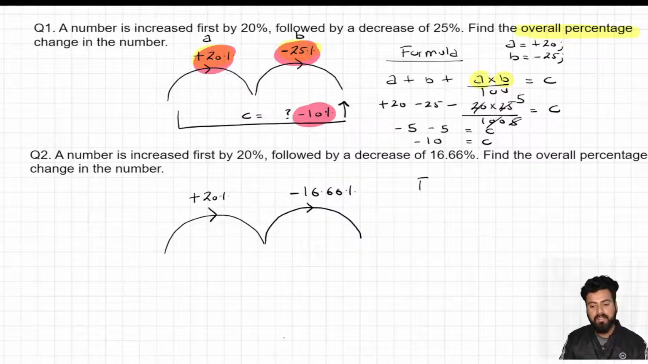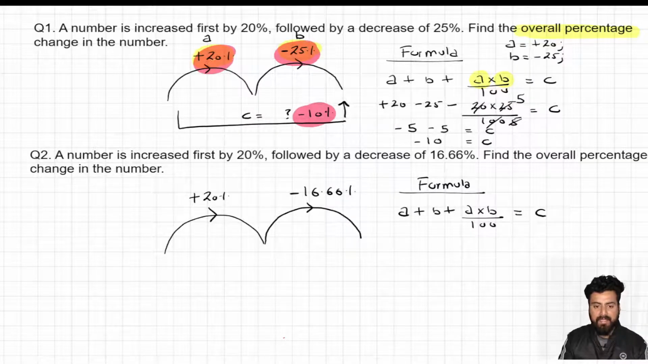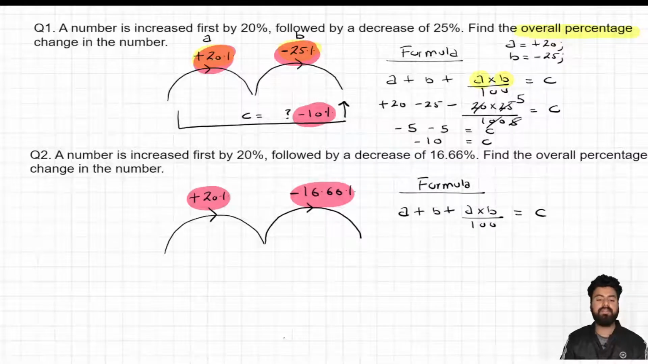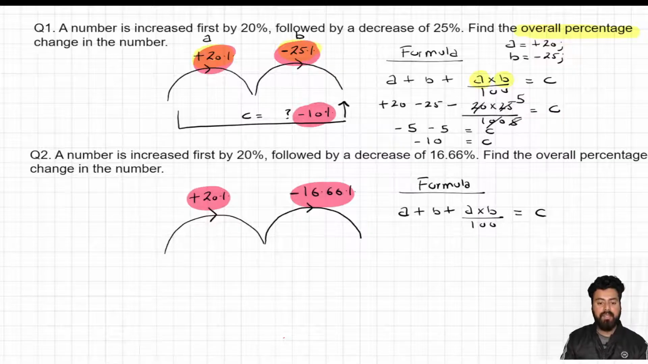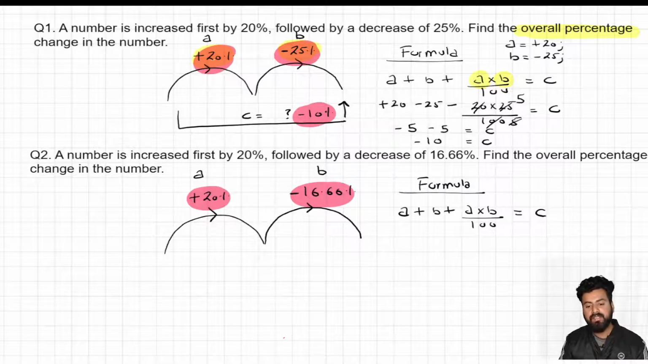Since it's exactly similar to the last one, I can again apply the same concept of successive percentage change. And to apply it, one of the ways is the formula, right? What is the formula? A plus B plus A into B upon 100 equals C, where A and B represent the values of successive percentage change. So the value of A is plus 20 while the value of B is minus 16.66.